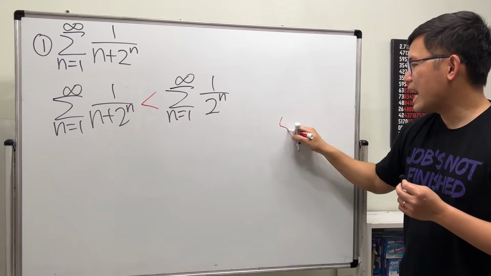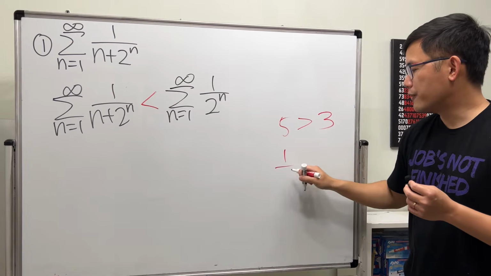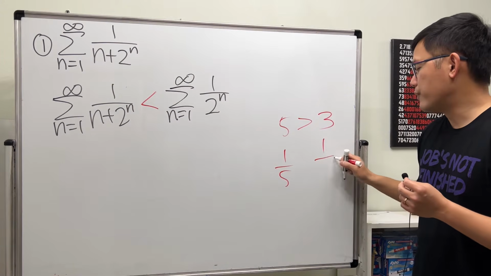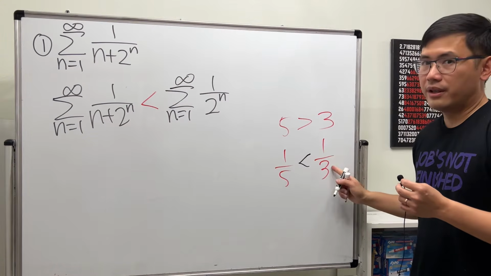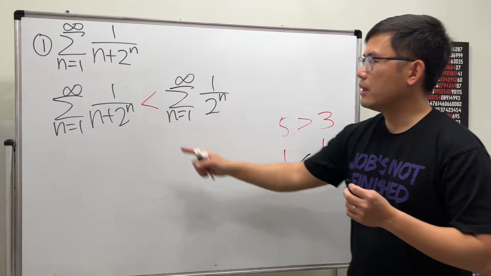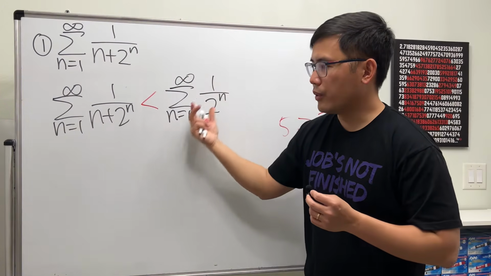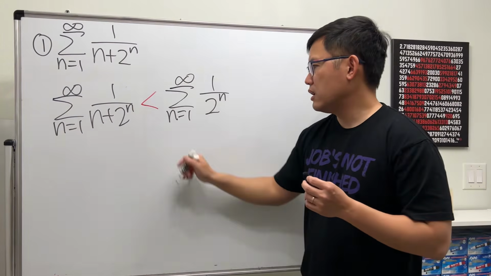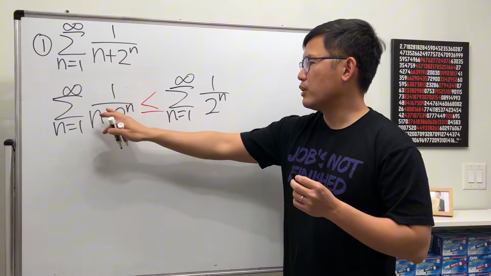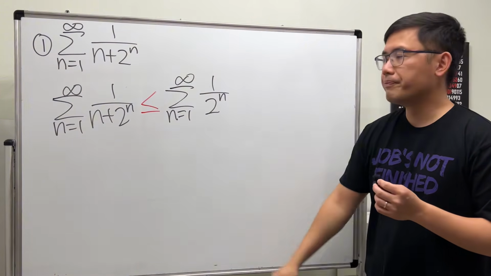Just a quick example. We know 5 is bigger than 3. But if we have 1 over 5 and then 1 over 3, which one is bigger now? This right here is actually bigger, right? Same thing. 1 on the top. The smaller the denominator, the bigger the whole thing is. And I would also like to put down an equal sign, even though it's strictly less than, but if you just have the equal sign here, that's okay too.